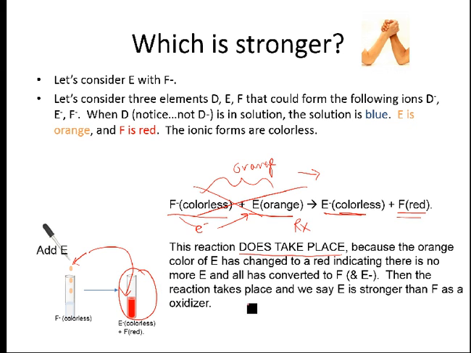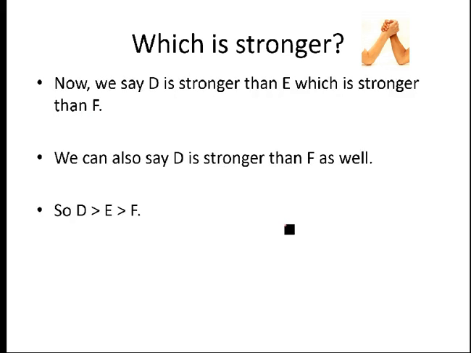So we can say in this reaction, E is stronger than F, because if F was stronger, this reaction wouldn't go. It would always want to be taking an electron from E and going back this way. So in summary, between these three, we can say D is stronger than E, which is stronger than F. But if D is stronger than E and E is stronger than F, then D is definitely stronger than F as well.